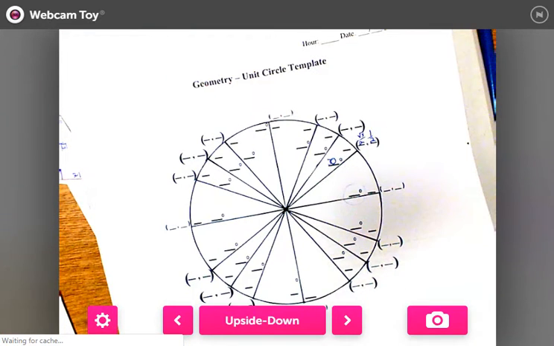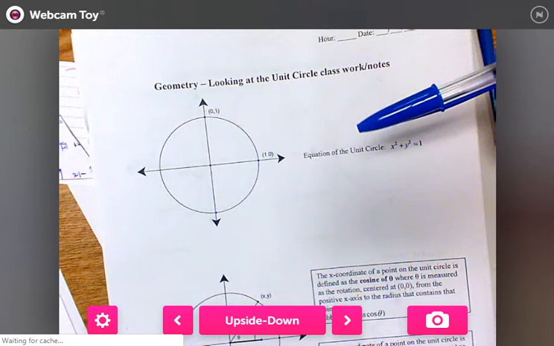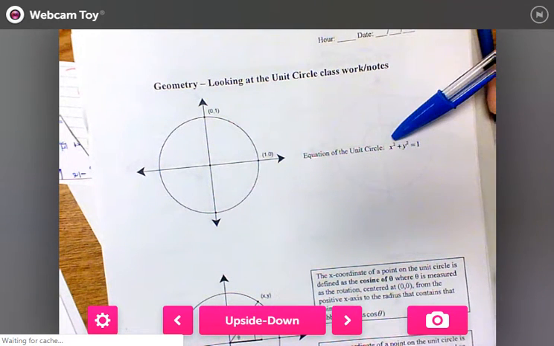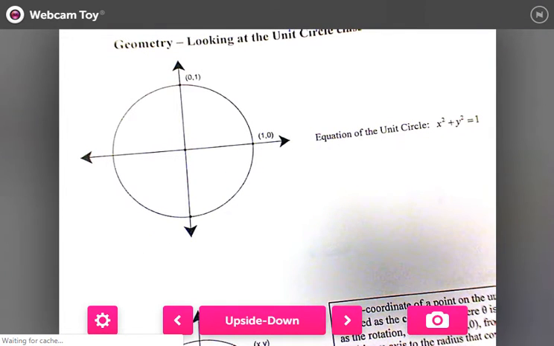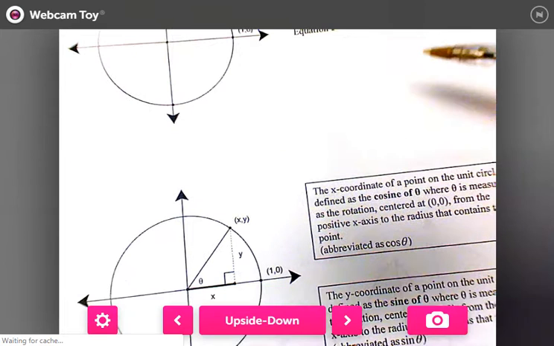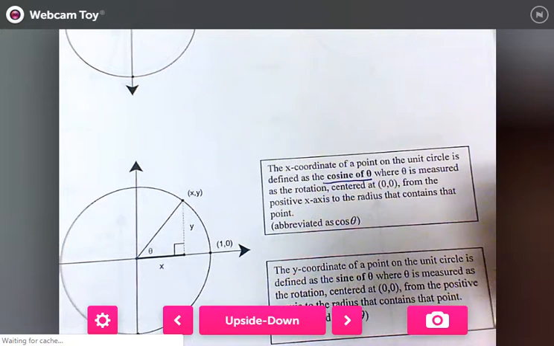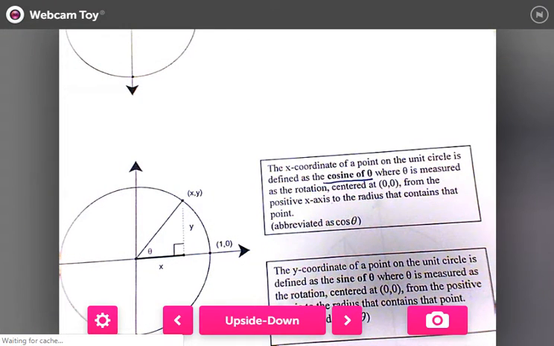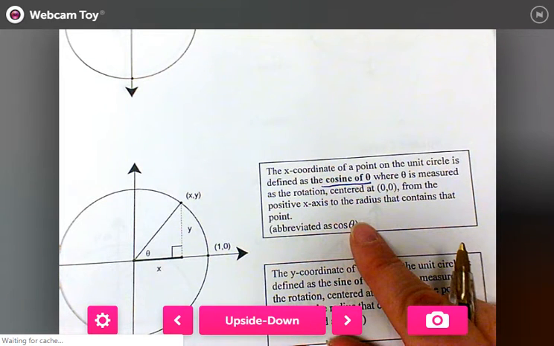Okay, so what you're going to do today in class is you're going to look at the unit circle. Okay? The equation of a circle is x squared plus y squared equals 1. Let me zoom in a little bit. That's the equation of a whole circle. Okay? The x-coordinate of a point on the unit circle is defined as the cosine of theta, where theta is the measure of rotation, centered at 0, 0, from the positive x-axis to the radius that contains the point, abbreviated as cos theta. Okay? Cosine.